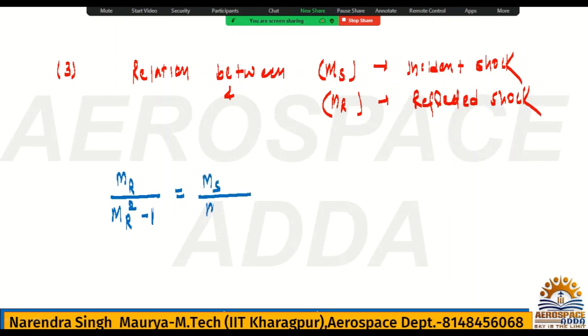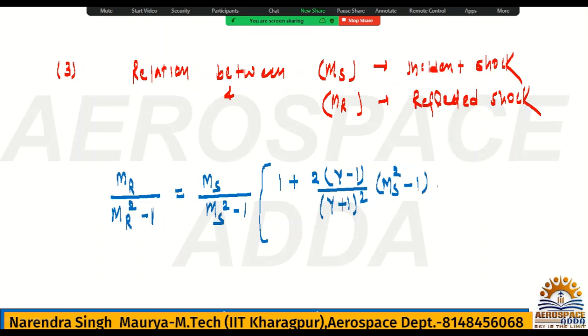Ms divided by Ms squared minus 1, in bracket 1 plus 2 (gamma minus 1) divided by (gamma plus 1), whole squared, times (Ms squared minus 1), in bracket (gamma plus 1) divided by Ms squared, to the whole power 1 by 2. This is the formula actually, it's a lengthy one.